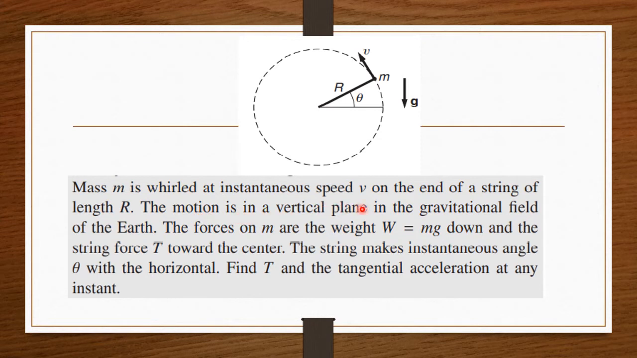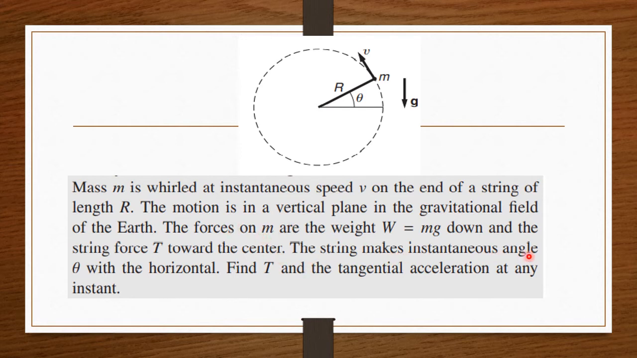The motion is in a vertical plane. So we are considering a vertical plane, so there is influence of the gravitational force also. The motion is in a vertical plane in the gravitational field of the earth. Now the forces on m: there will be two forces. One is the weight mg downward and the string force T towards the center. These are the two forces acting on the mass m.